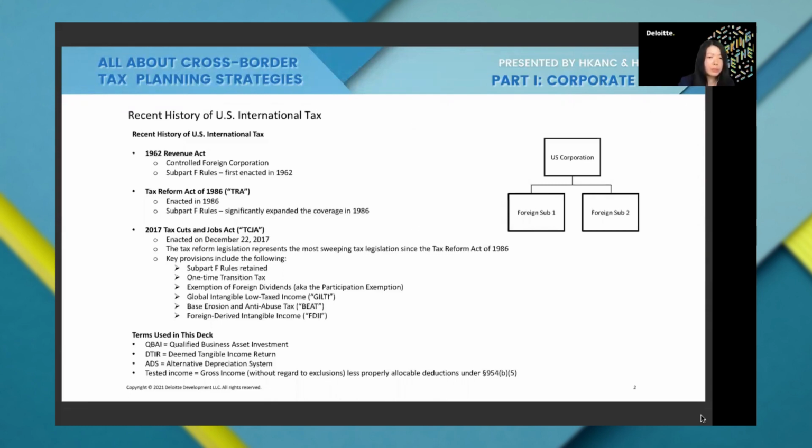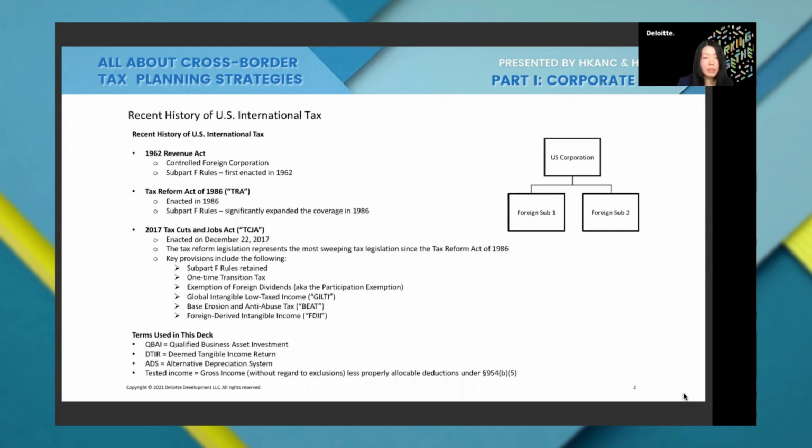Now, let's assume foreign sub 2 doesn't generate any subpart F income. It only generates non-subpart F income. So under this 1986 Tax Reform Act, the U.S. does not have the right to tax the earnings of foreign sub 2 unless there's an actual repatriation from foreign sub 2 back to the U.S. That's the 1986 Act. Again, under this Act, earnings from foreign sub 1 are taxed in the U.S. currently, while earnings from foreign sub 2 are deferred and not taxed in the U.S. until there's an actual cash repatriation.